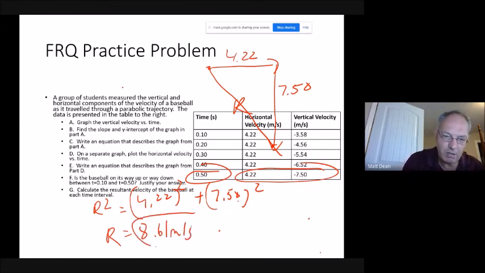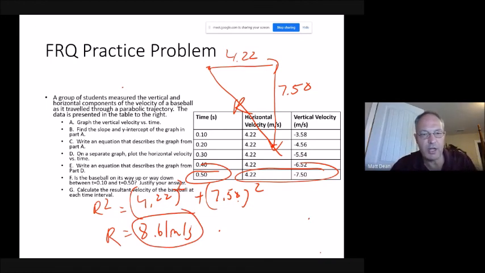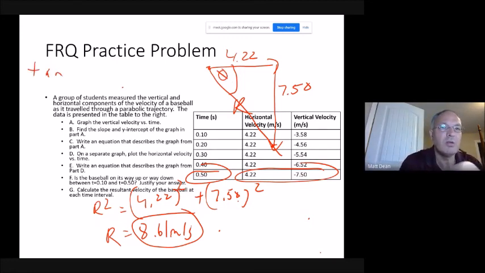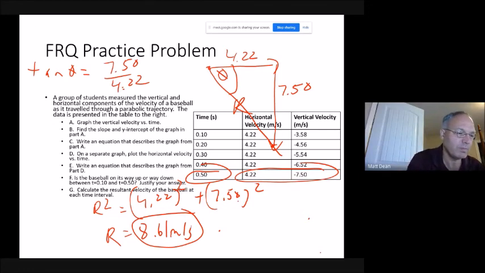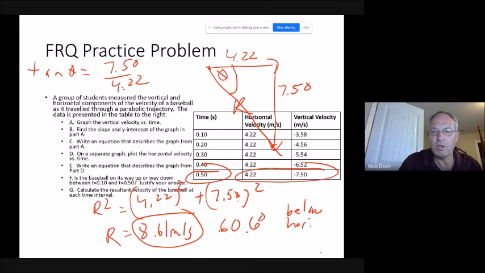Again, that's the speed. That's not the velocity. We need a direction. The direction we need is the angle between our resultant and our horizontal. Once again, we'll find that using tangent. So tangent of theta equals opposite of 7.5 over adjacent of 4.22. 7.5 divided by 4.22. Take the inverse tangent, or shift tangent on your calculator, to get 60.6 degrees. That would be below the horizontal and to the right.